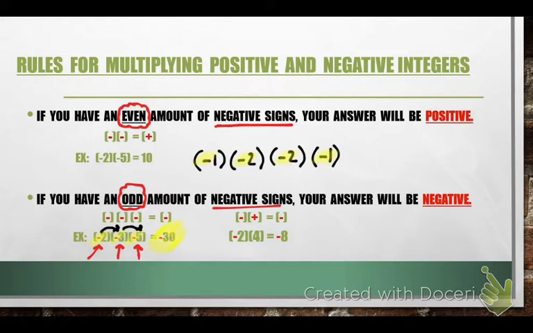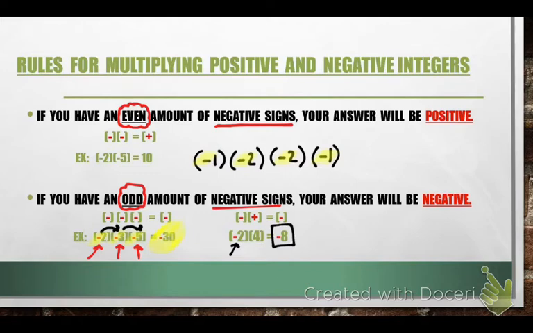Let's look over here. How many negative signs do you see in that highlighted problem? -2 times 4. How many are here? Only 1 negative sign. Is the number 1 an odd number or an even number? It is an odd number. So once again, as you remember up here, this says if you have an odd amount of negative signs, your answer has to be what? It has to be negative, and that's why your answer here was -8.